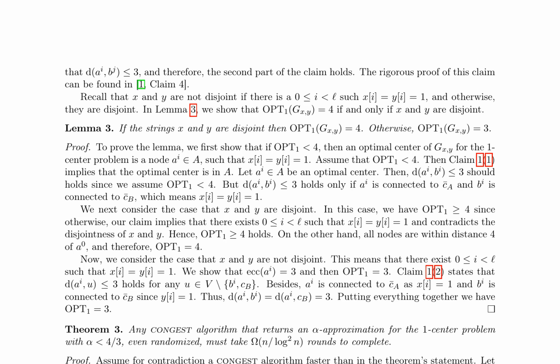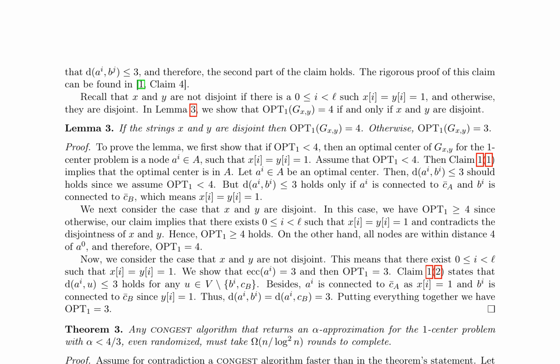For any strings x and y, if the distance between any two nodes ai and bj is at most 3, then a rigorous proof in Claim 4 of Reference 1 ensures the second part of the claim holds. The concept of disjoint strings is introduced, where x and y are not disjoint if there exists an index i such that x_i equals y_i equals 1, and otherwise, they are disjoint.